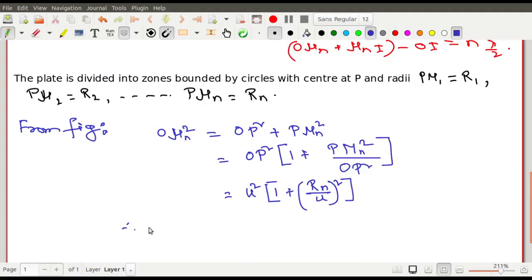So what is the value of OMN then? OMN is U, and this one is 1 plus Rn square by U square, to the power of half. No need to write this whole squared format. So let it remain like this, what is the problem?